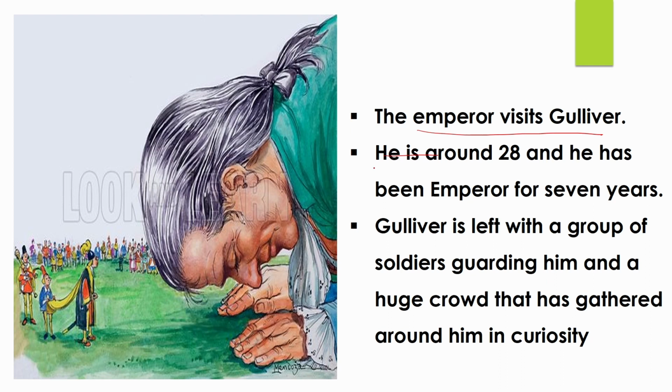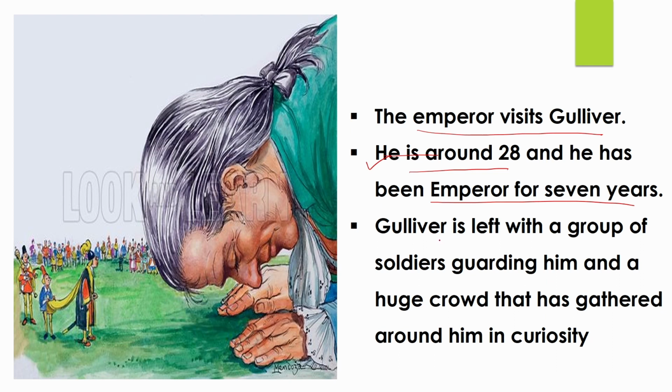Gulliver then describes the emperor. He is a tiny bit taller than anyone else around him. He is around 28 and he has been emperor for 7 years. He and Gulliver converse, though they cannot understand each other. Gulliver tries to speak every language he knows, but nothing works.